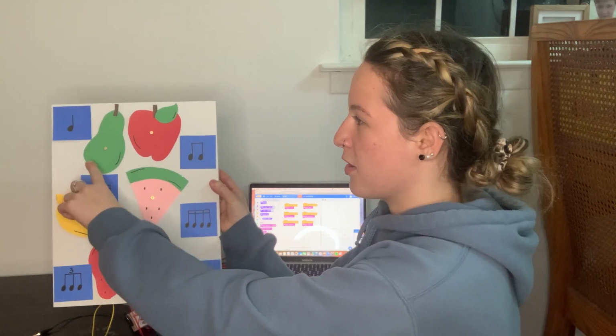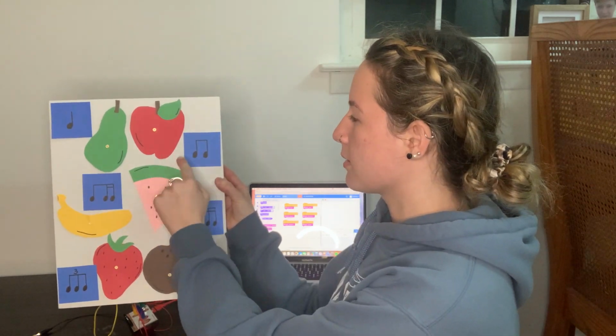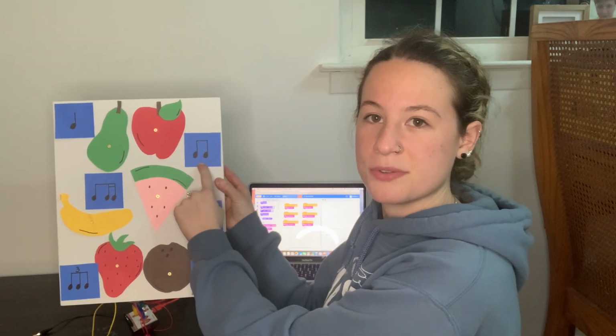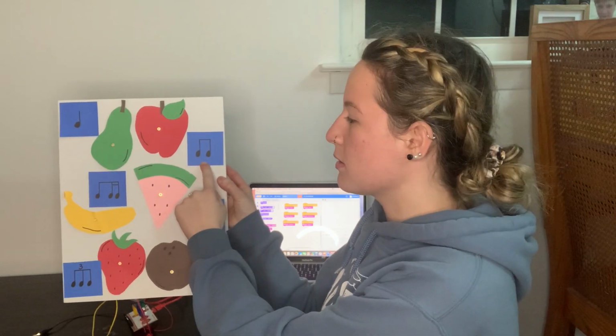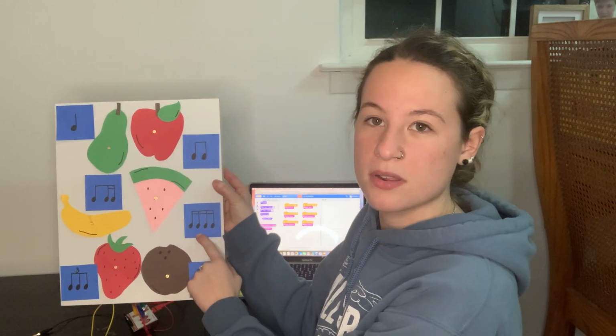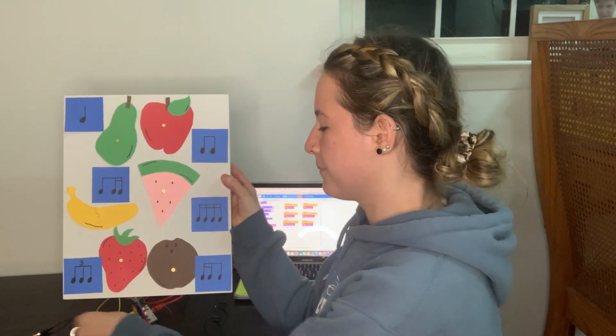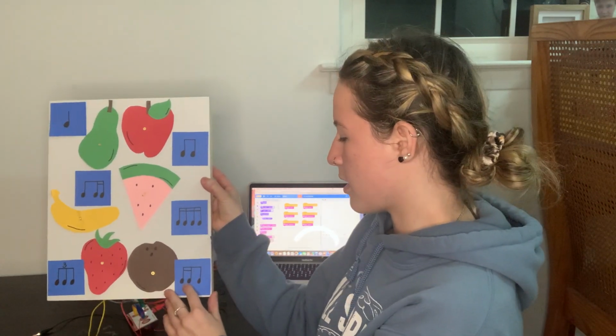So pear is a single quarter note. Apple is represented by two eighth notes. Banana is an eighth and two sixteenths. Watermelon is represented by four sixteenth notes. Strawberry is a triplet. And coconut is two 16th notes and one eighth note.